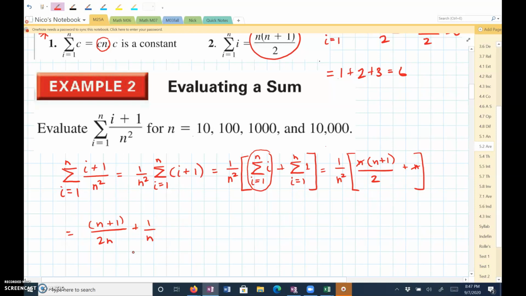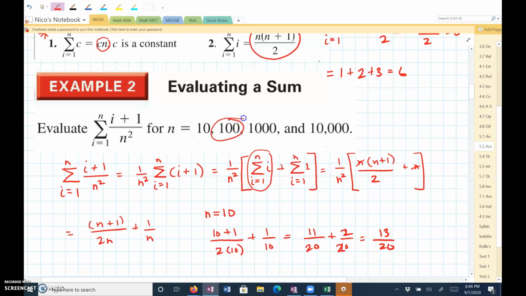And now we can solve for each of these summations. So notice, when n equals 10, this would be 10 plus 1 all over 2 times 10, plus 1 over 10, which would be 11 over 20 plus 1 over 10, or 2 over 20, which would be 13 over 20.